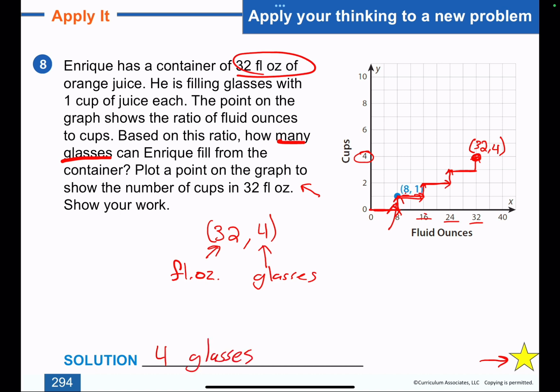The other way that we could have done it is started with the ratio given, 8 comma 1. We needed to pour 32 ounces. To get up to 32, we have to multiply by 4. So to find our unknown glasses here, we can just multiply by 4, giving us 4.